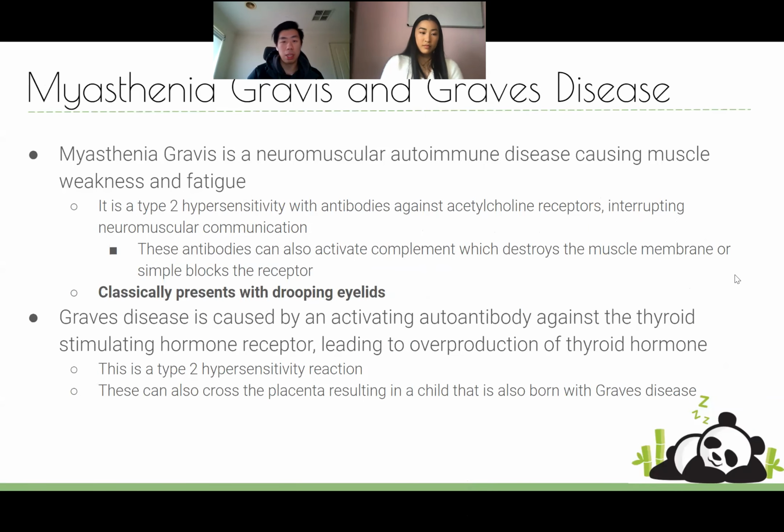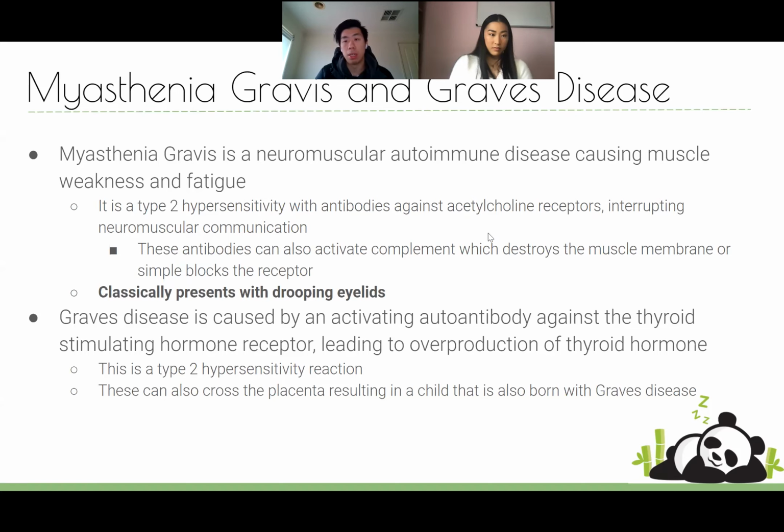And myasthenia gravis and Graves' disease. These are two completely different conditions, so I just put them on one side. Myasthenia gravis is a neuromuscular autoimmune disease where you have type 2 hypersensitive antibodies against acetylcholine receptors, interrupting neuromuscular communication. Classically, it presents with drooping eyelids because your acetylcholine receptors don't work anymore.